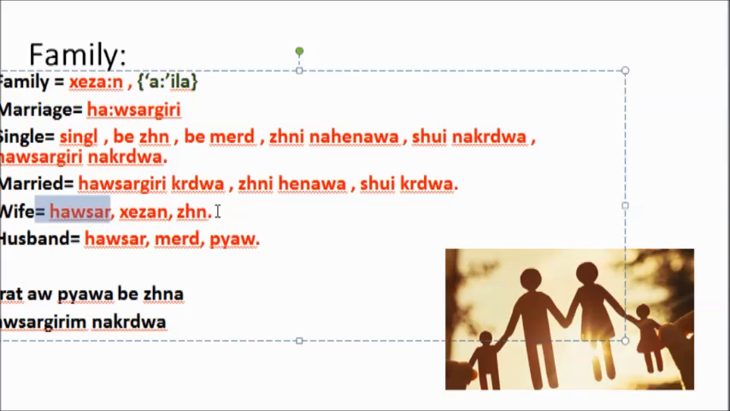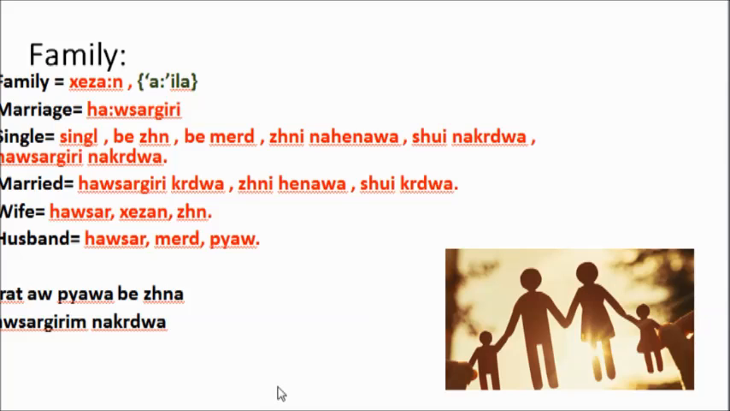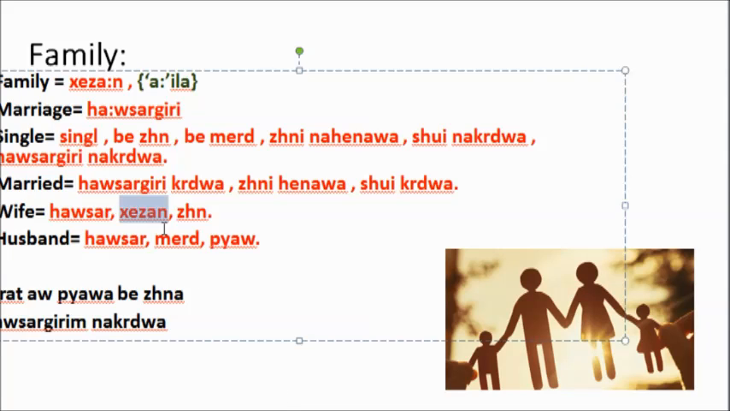Wife. Well, there are different ways to say wife. Hawser means wife. It also means husband. So hawser is used for both. Then we have khezan. Khezan means family, but actually you also can use it for wife. When you say she is my wife, you say oh khezan ma. But you never can use this for men.